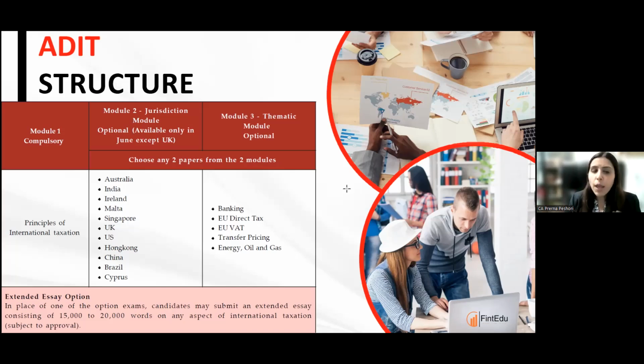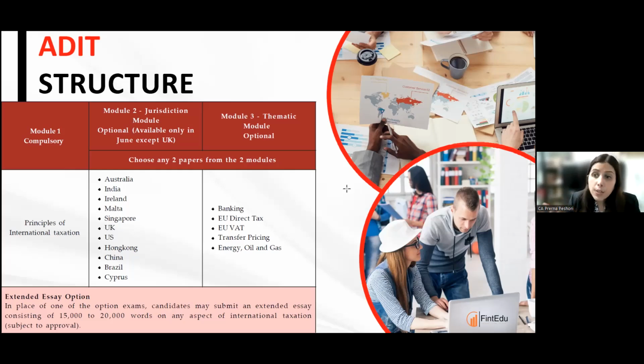In module 2 and module 3, you have options, meaning you can select any 2 papers from module 2 or module 3. It's not that you have to select one paper from module 2 and one paper from module 3. You can select even 2 papers from module 2 or 2 papers from module 3, or one from module 2 and one from module 3. So it's completely flexible. Based on your preferences, you can select any 2 papers.